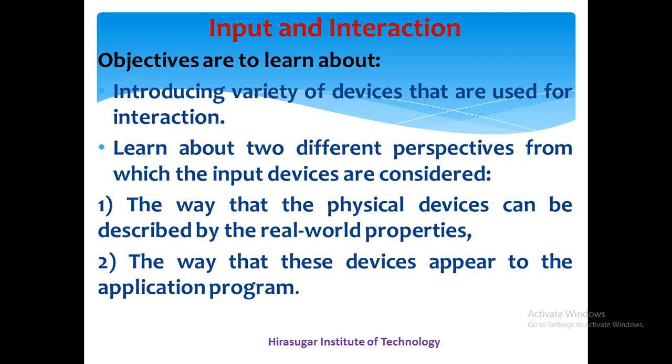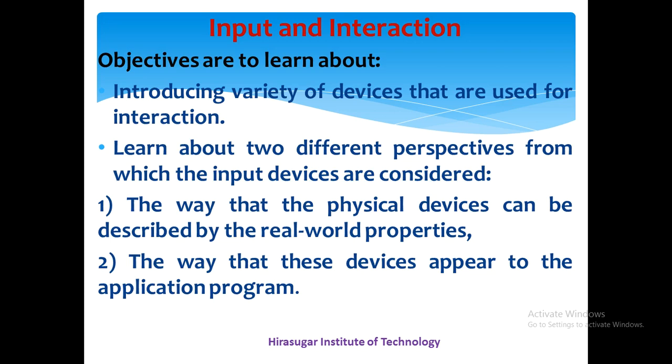The way that the physical devices can be described by the real world properties, that part we have discussed in the first module. Means how that device is formed, how to use it, how it works, that part we have discussed, right? Then the way that these devices appear to the application program, this second characteristic we are discussing in this module.